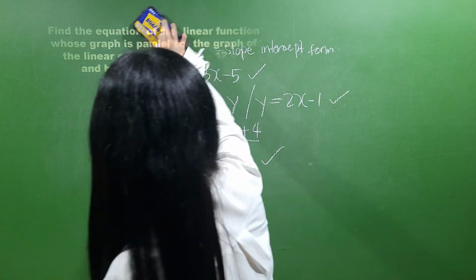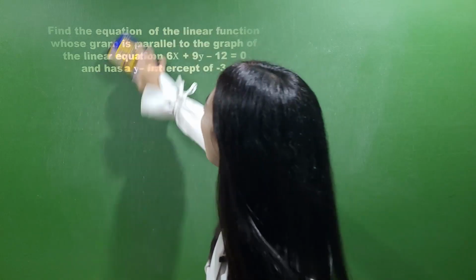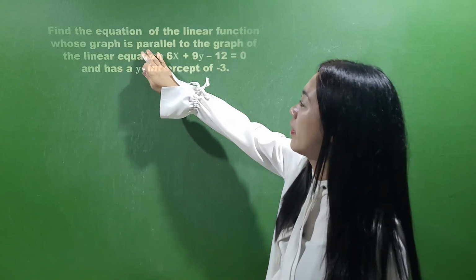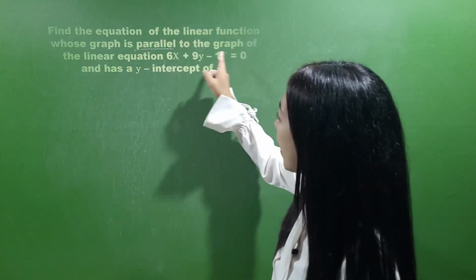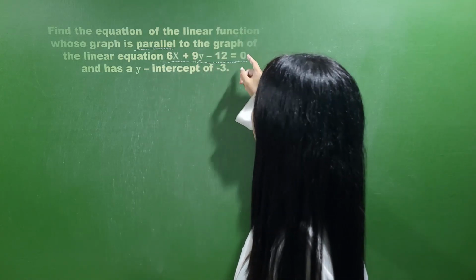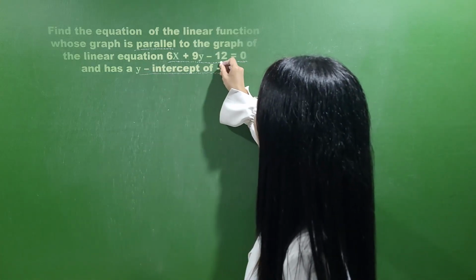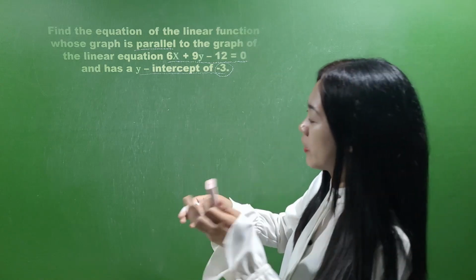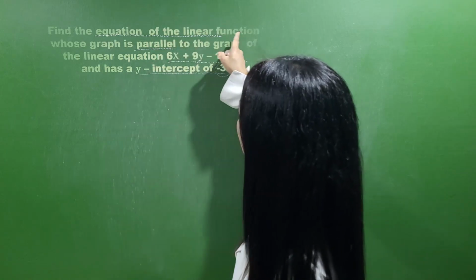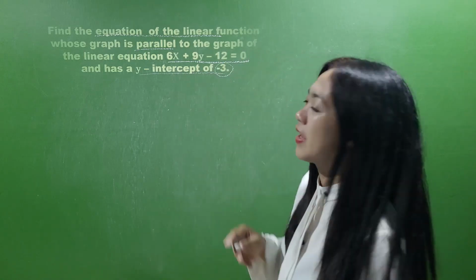Okay, this time, let's answer the following problems. For our first problem, we will find the equation of the linear function whose graph is parallel to the graph of the linear equation 6x plus 9y minus 12 is equal to 0 and has a y-intercept of negative 3. So what are we looking for? The equation of the linear function whose graph is parallel to this equation.